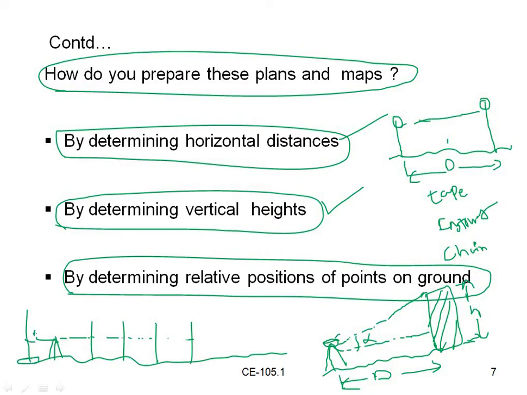With the help of the benchmark, we will be taking the measurements and determining the difference between the ground levels. These points which we mark on the ground are known as relative positions of points on ground. So with the help of surveying, we can measure horizontal distances, vertical heights, and relative positions of points on ground. Remember, these are very important.